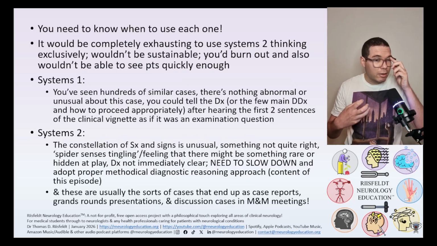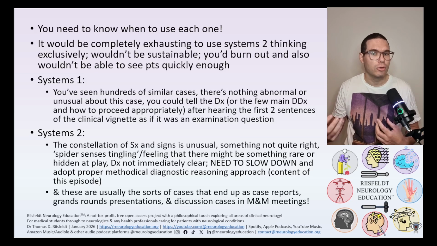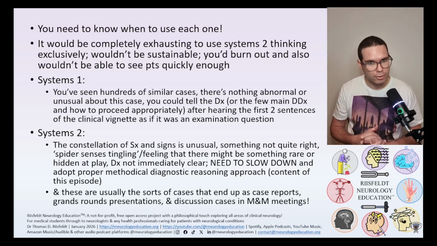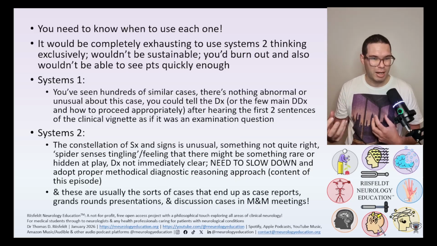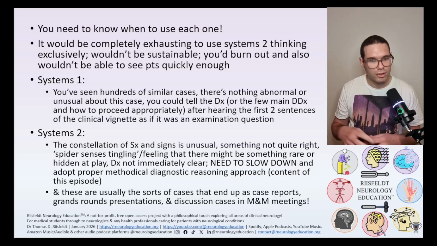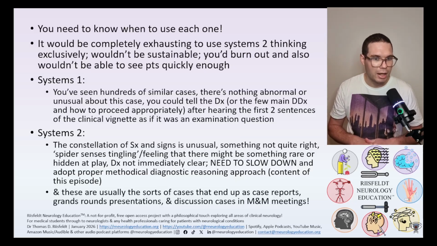So it would be completely exhausting to use systems 2 thinking exclusively in your daily clinical practice because it just wouldn't be sustainable. The cognitive load would be through the roof. You'd burn out and you just wouldn't be able to see patients quickly enough either. So you just wouldn't have the throughput necessary to meet the demands of the health district that you're working in.